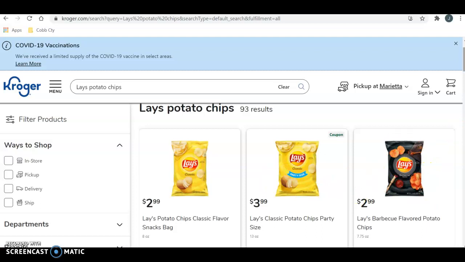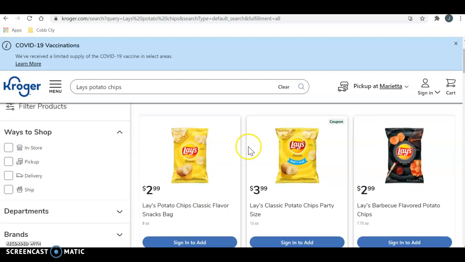But the one reason I like Kroger is because it shows you the picture, it shows you the price, and it shows you how many ounces. Okay? So right there, that's perfect. You have everything in one area. And I would look at this, I'd say, well, we got the 8-ounce bag for $2.99, but then we've got the 13-ounce bag for $3.99. Those would be your 2 items that you would compare. And then you would find out what is the unit rate.